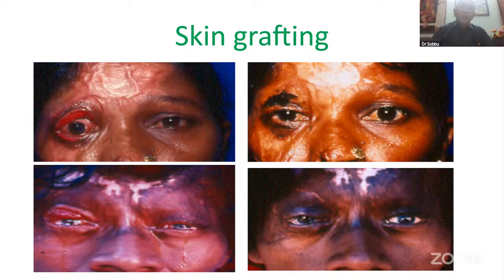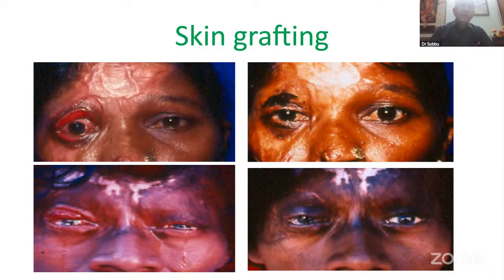So the best donor sites are post-auricular graft, pre-auricular graft, or supraclavicular skin graft. These are the full thickness cutaneous graft donor sites. And always remember, whenever we are doing a skin graft, the graft shrinks. How much? By around 20% for a full thickness graft and 30 to 35% for a partial thickness graft.